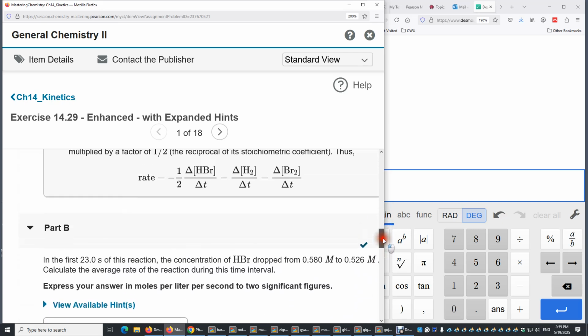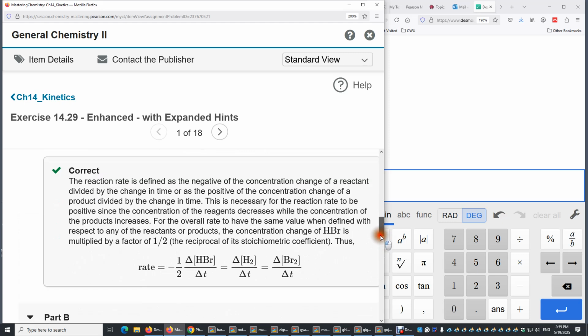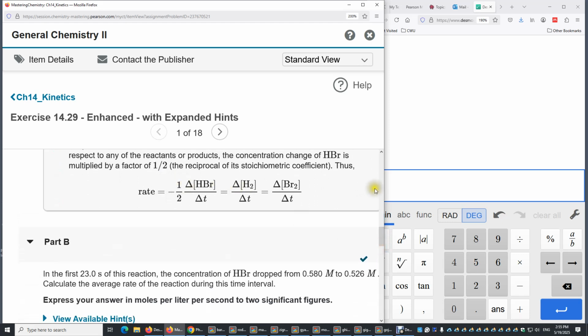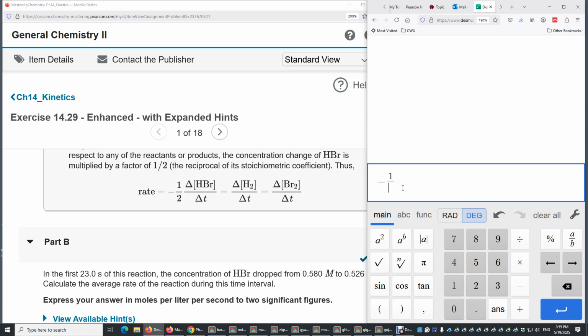Part B. In the first 23 seconds, the concentration of HBr drops from 0.58 to 0.526 molar. Calculate the average rate of the reaction. You just use this formula right here, it's going to be -1/2 multiplied by the change of HBr, and then divided by the time period, which is 23 seconds.